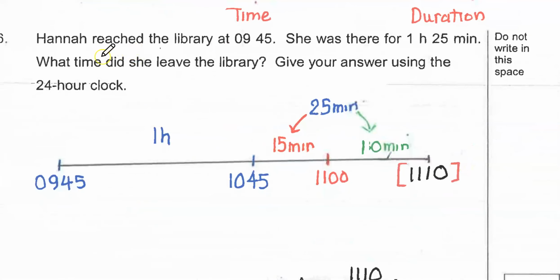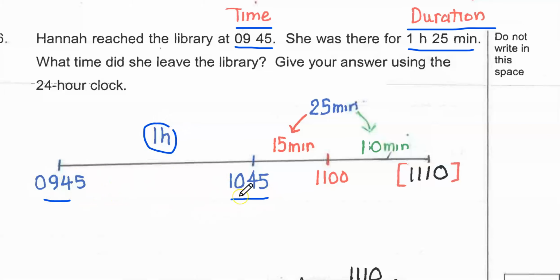Number 26, Hannah reached the library. Now we have time, we have duration. She was there for 1 hour and 25 minutes. What time did she leave the library? So the starting time is 9:45, and she stayed for 1 hour 25 minutes. You put 1 hour here first, jump over, the next hour is 10:45.